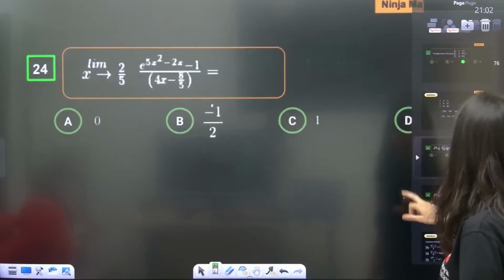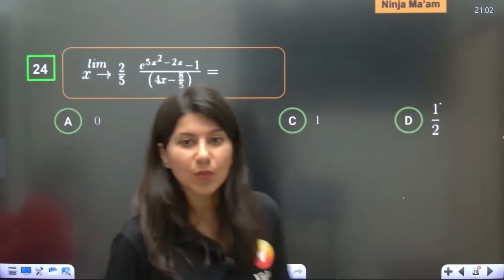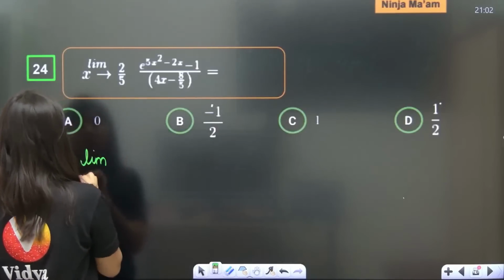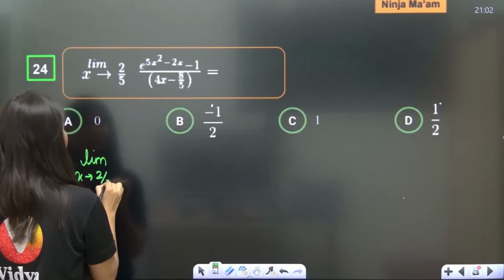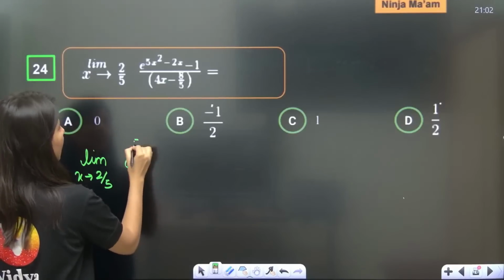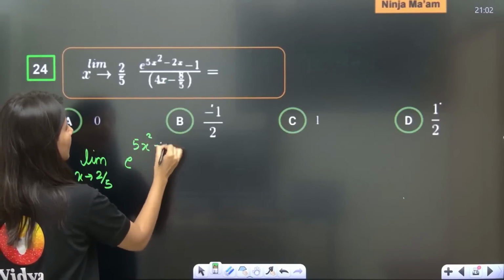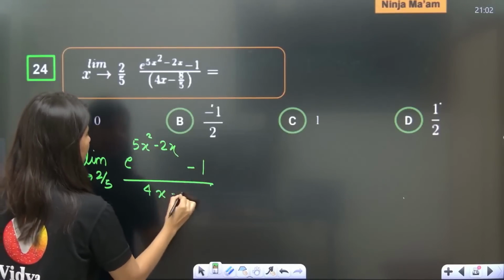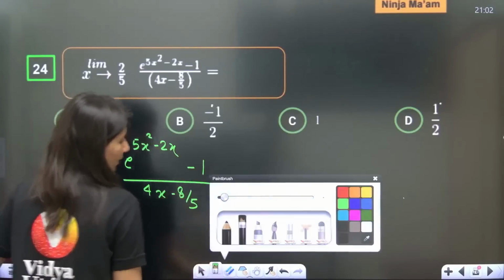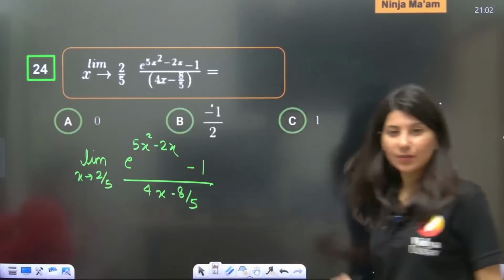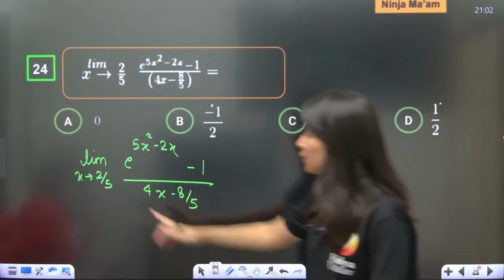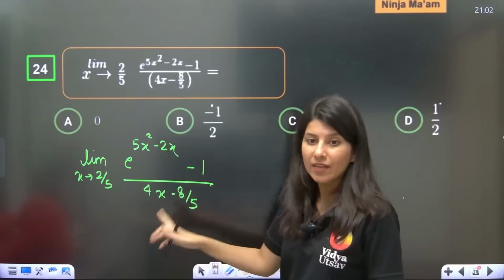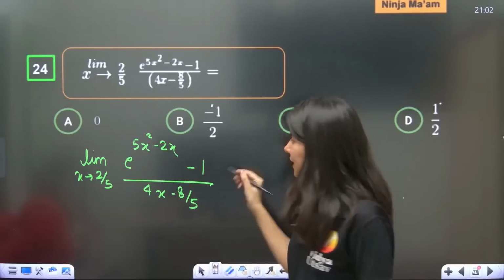Just remember this. Now, another question is from the world of limits. Okay. So, limit x tends to 2 by 5, e power 5x square minus 2x minus 1, upon 4x minus 8 by 5. Okay, this is what you need to calculate. Alright, if you put 2 by 5 over here, obviously e power 0 minus 1. If you put 2 by 5, again, it will get cancelled.